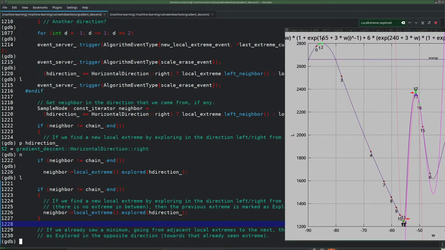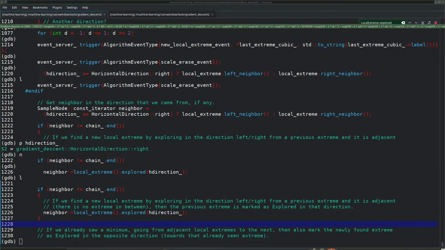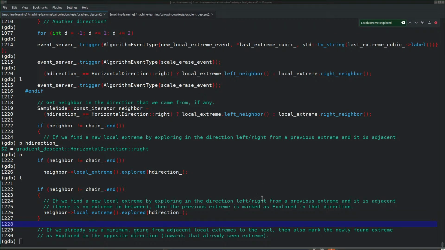Or is it? I mean, it's like the comment says, right? It doesn't say that it must be a minimum. It just says as soon as we find an adjacent extreme, then it is explored in that direction immediately.